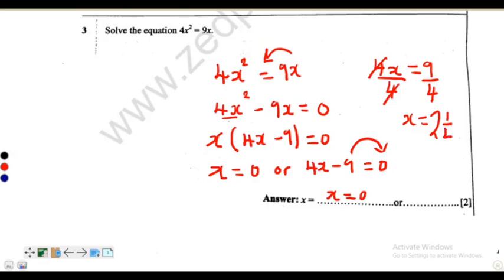Okay, this is your answer. So the second one is 2 raised to the power 1 over 4, or even the way it was, 9 over 4, can still be marked. All right, so I hope you are following. So we are done answering question 3. We are now going to move on to question 4.